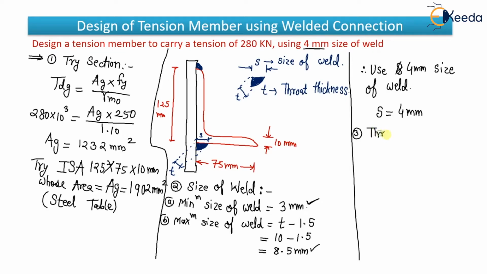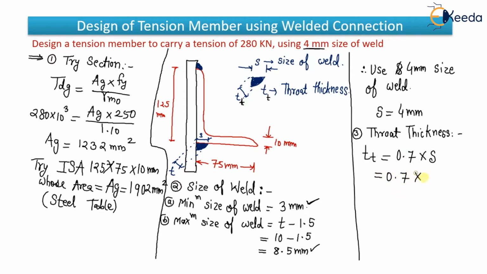Now the next step, what I told you, the throat thickness. How can you find this out? There is a formula for that also. It is generally denoted by just T, but actually we are using thickness as t, so we'll denote it by Tt. Okay, throat thickness. So throat thickness is given by 0.7 times the size of weld.